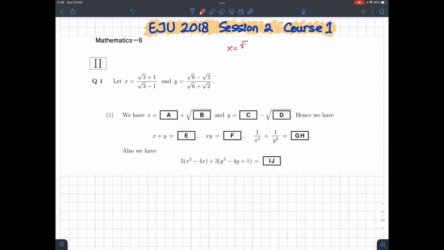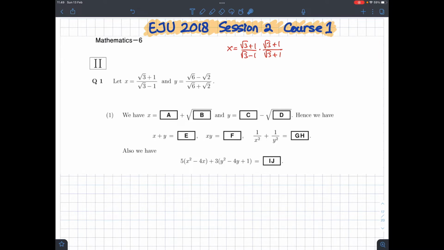x equals square root of 3 plus 1. If you want to rationalize this number, you just multiply by this one. Why? Because we want to use the algebra property a minus b times a plus b equals a squared minus b squared. The purpose is to remove the square root in the denominator.